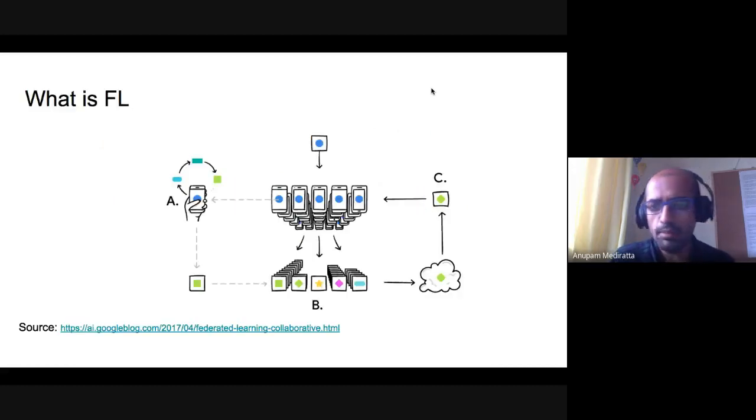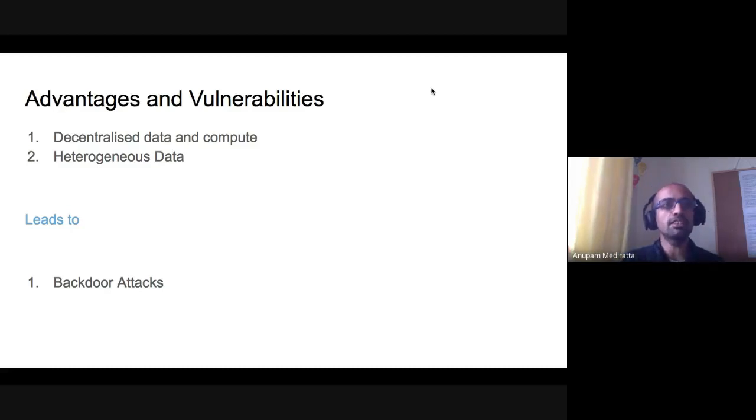So, I guess everybody knows what federated learning is. The primary difference from centralized machine learning is that the data is decentralized, compute is decentralized, and the data can be heterogeneous. That's pretty much the advantage of federated learning: data and compute are decentralized, it gives you privacy by default, and now you can learn on heterogeneous data. But the thing is that the advantages also lead to vulnerabilities, which are the backdoor attacks, which I'll be talking about.